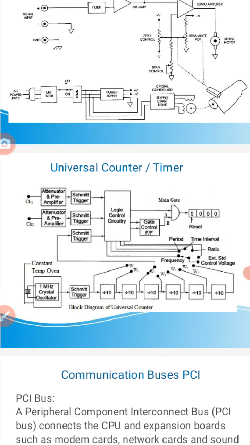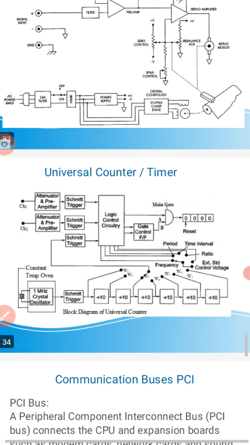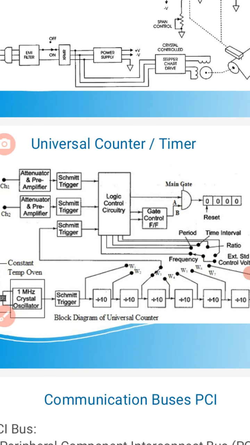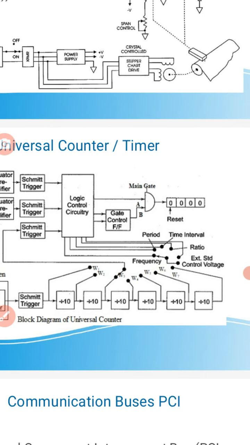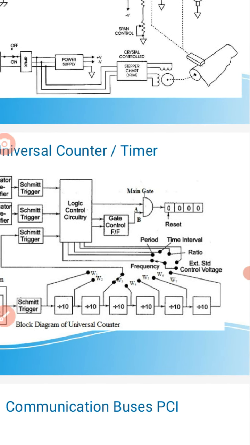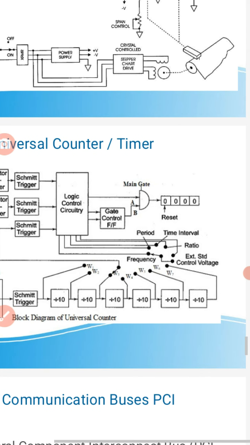There is another section, a timer section we call it, which has a constant temperature oven, 1 megahertz crystal oscillator, Schmitt trigger, divided by 10 counters. Then there is W1, W2, W3, that is width of pulses starting from 1 second to 1 microsecond. Then there is the knob for measurement of frequency, period, time interval, ratio, external standard control voltage, etc.